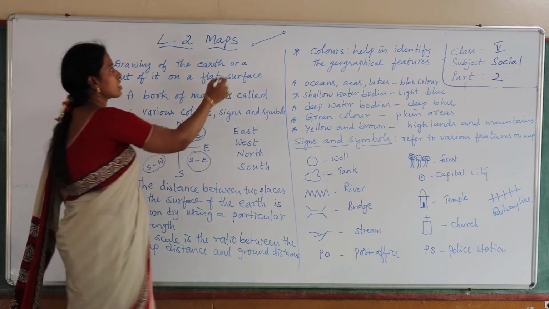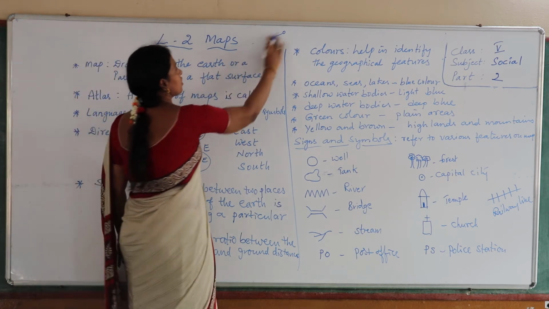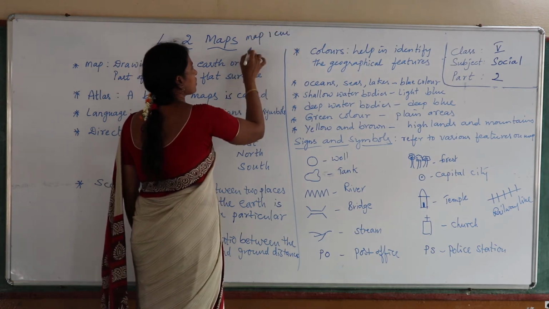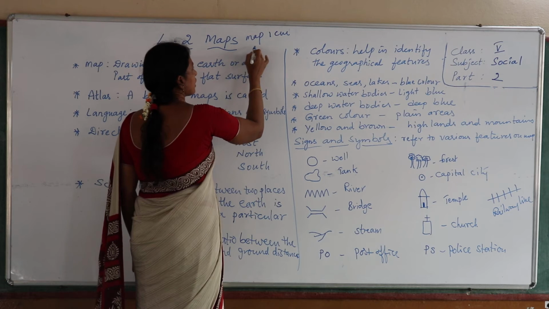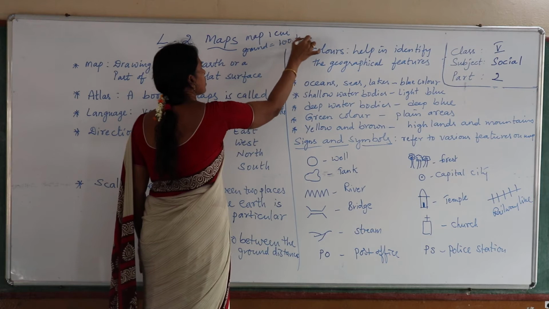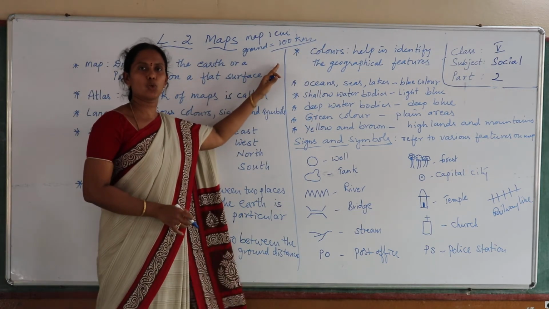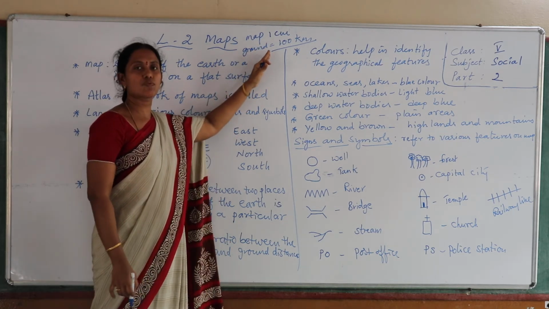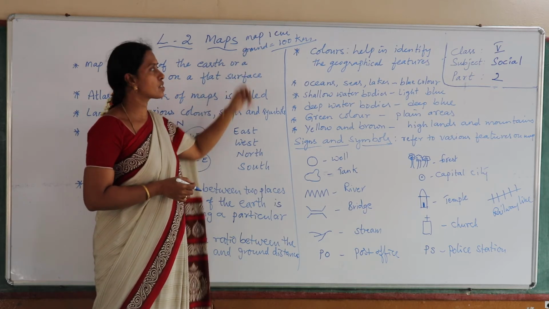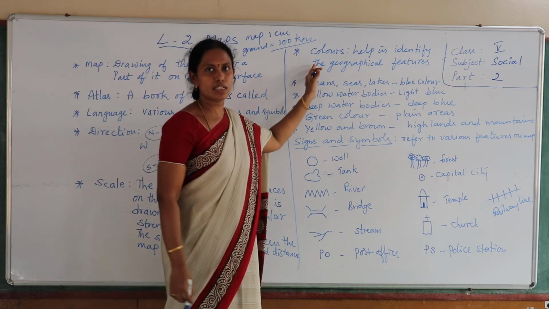Here, ground distance and map distance. Map distance is 1 centimeter. In ground, it takes 100 kilometers. So we have 100 kilometers on the ground, the actual distance of the two places. Then it is taken as 1 centimeter on the map. Like that, we calculate the distance on the map. Okay, got it?